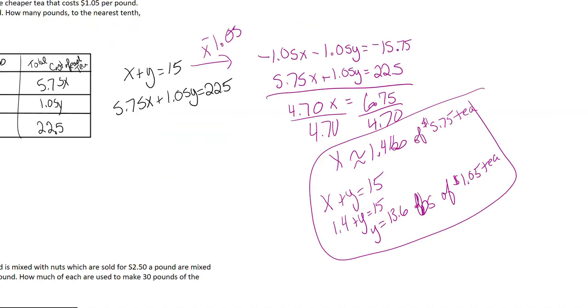Keep in mind that this problem did say to round to the nearest tenth. So you can see that I multiplied the top one by negative 1.05. That allowed me to solve for x, which gave me approximately 1.4 pounds of the $5.75 tea. And then when I substitute back in, y is 13.6 pounds of the $1.05 tea.